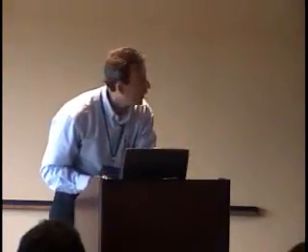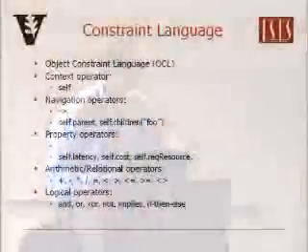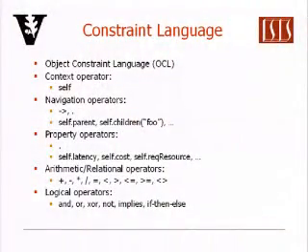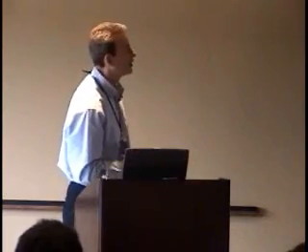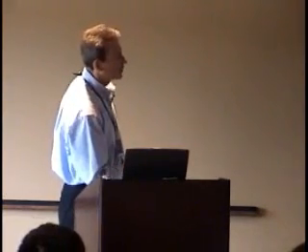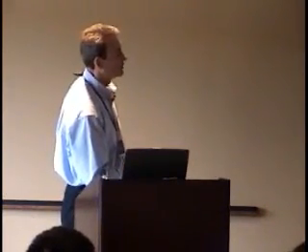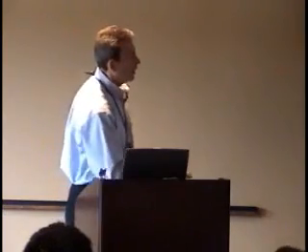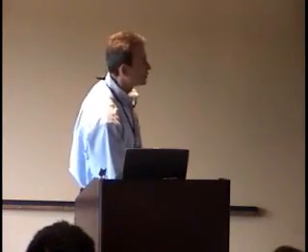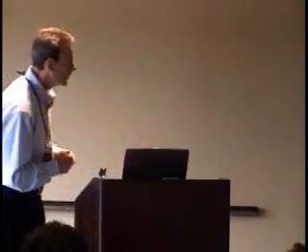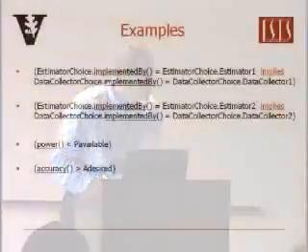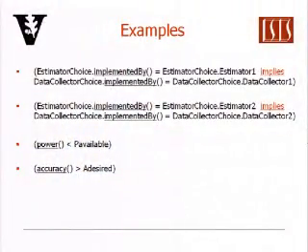So in order to formalize these constraints, we use OCL. We have different operators, context operators, navigation operators in order to navigate in our hierarchy. We have some property operators in order to describe the different operational parameters like latency, cost, and so on. And then we can use arithmetic, relational operators and logical operators for composing more complicated constraints. So this is the design space representation. And this is some example of the constraints.